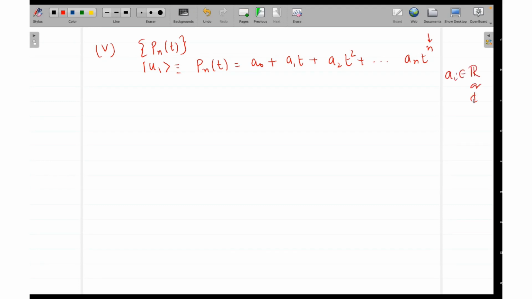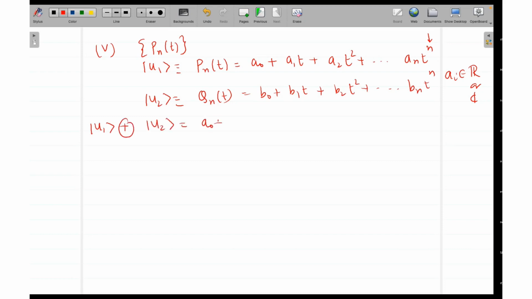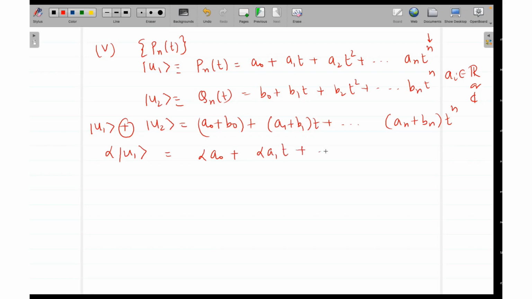Actually, it doesn't matter for this question, but you will understand my gist after I go through it. Let's say another polynomial Q(t), which I define as b0 plus b1t plus b2t square, and so on. I define my rule of vector addition as P(t) plus Q(t), a component-wise addition: a0 plus b0, plus a1 plus b1 times t, plus so on and so forth, an plus bn times t^n. My rule of scalar multiplication is alpha a0 plus alpha a1t, so on and so forth, alpha an t^n. And now I ask a question: does the space of P(t) with fixed degree n constitute a linear vector space or not?